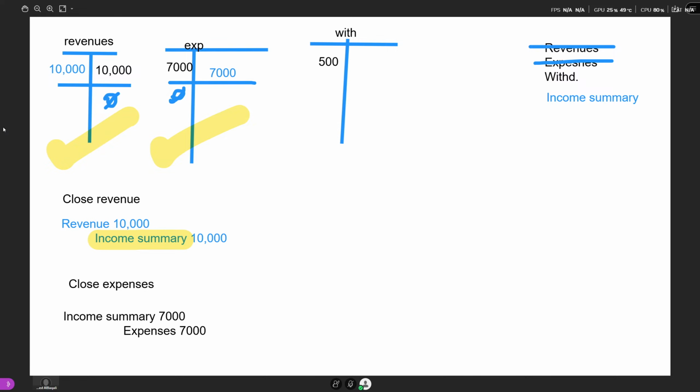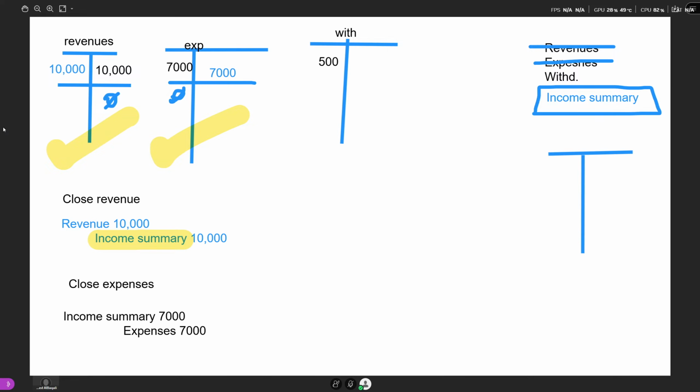Okay, remember I told you income summary is another temporary account. We create this account just to close the revenues and the expenses. Now I achieved my objective. I closed the revenues and I closed the expenses. I also need to close my income summary account. How can I close my income summary account? I need to first of all find out what is the balance of this account.